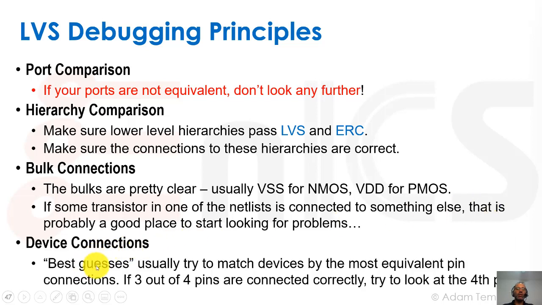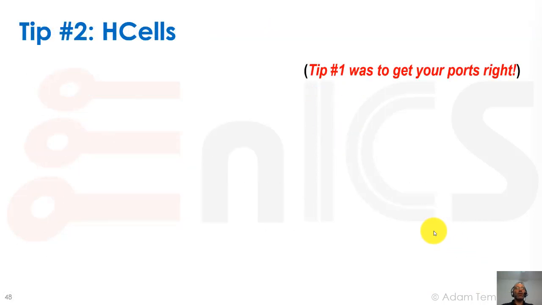Okay, device connections. Well, as I said before, if you have an incorrect answer, it means that the source and layout are not equivalent, and then it will start trying to make some best guesses. And these best guesses often don't tell us anything, but sometimes they do. So it'll usually try to match devices by their most equivalent pin connections. If 3 out of the 4 pins are connected correctly, try to look at the 4th pin because there must be something wrong there. So I'm going to start with the tips now, and here's tip number 2.